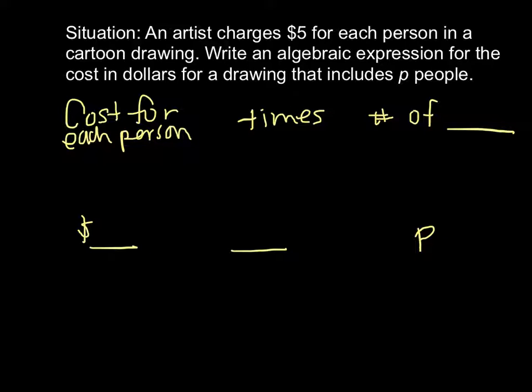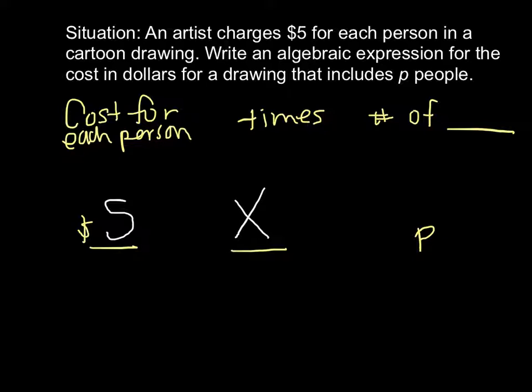So here we need to write an algebraic expression. That's what they want us to do, is to write that expression for them. So we need to look at what the situation is asking us. First of all, it's saying there's $5 per person. So the cost for each person is $5. And we are going to multiply.